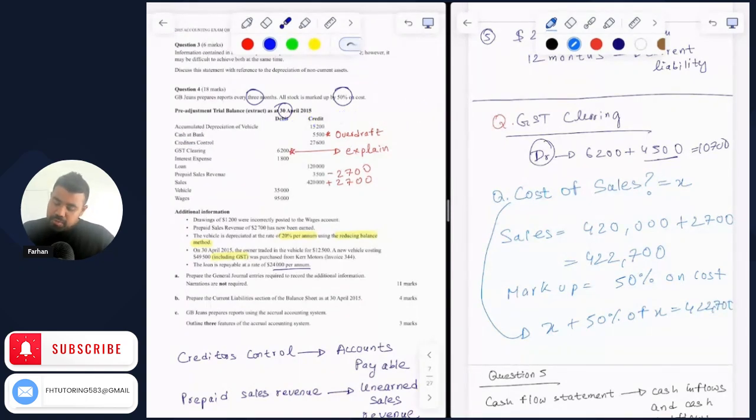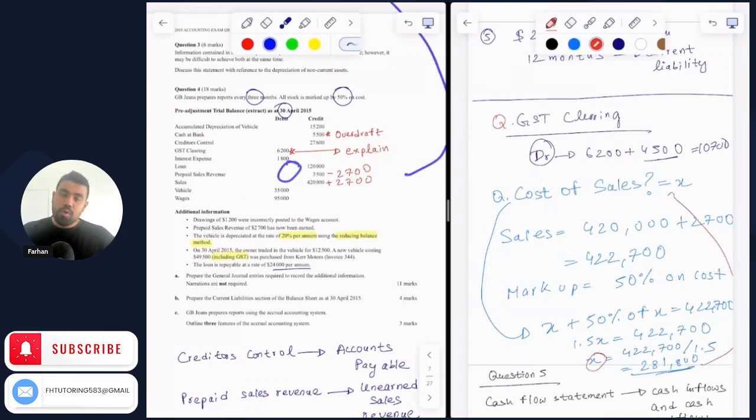So X plus 50% of X would give you 1.5X, and that should equal the total sales value. And if you want to find the value of X using algebra, you divide the total sales by 1.5, and that comes out to be $281,800. All right, so $281,800 here, which is X, simply refers to the cost of goods sold. All right, so that's all.